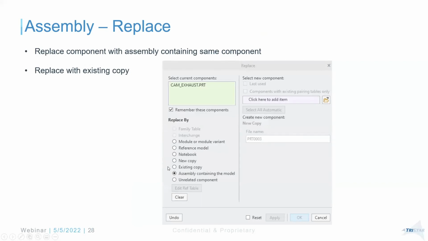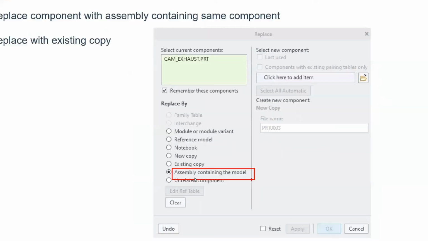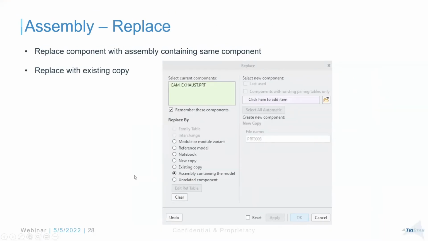You are able to replace a part with an assembly that contains the same part. It was interesting, they didn't allow that before without the references failing. So now I could replace a part with an assembly containing that same model. Maybe it's a fastener or a bolt, and I had a bolt assembly there, and I want to replace it with some more additional components with the same part in there.